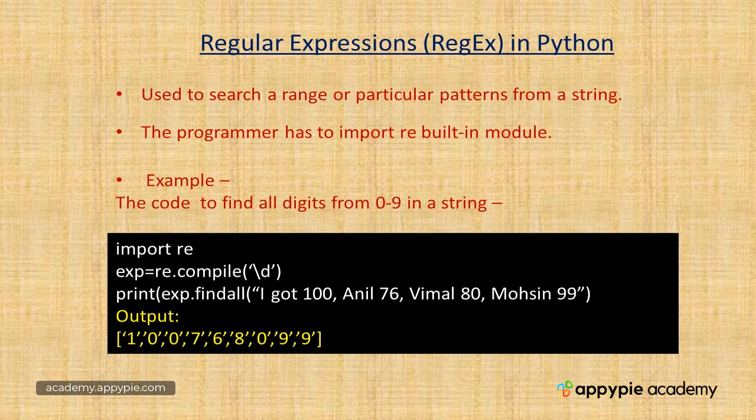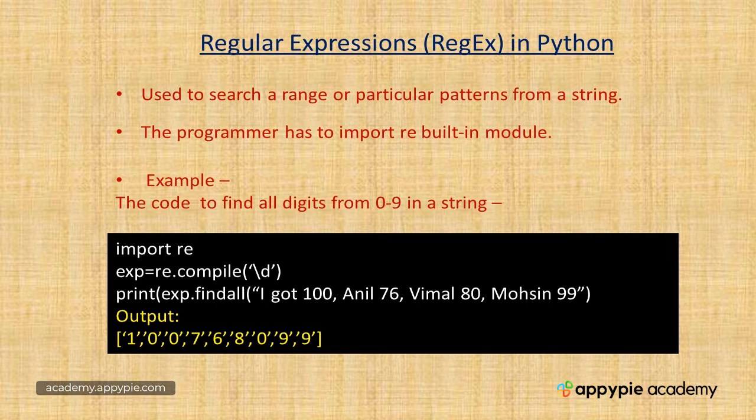After that, in the second statement, I have taken a variable exp. It could be any name. exp is equal to re.compile, within parentheses \d within single quotes. So what it will do is set the expression that I am going to use. In the third statement, I am using a method called findall, which is to be invoked through this variable exp, which was generated using the compile method of the RE module.